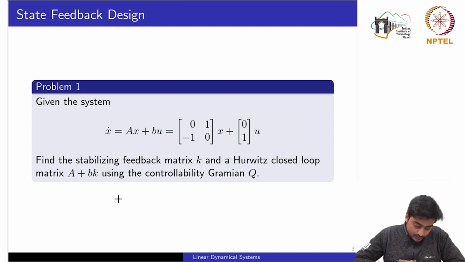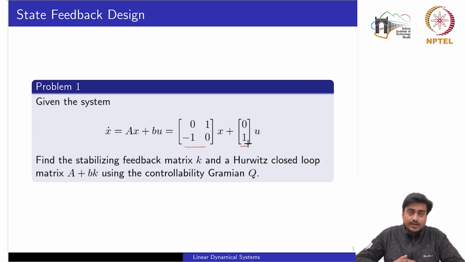In problem 1, we have an LTI system given to us with A, B matrices where u is a single input variable, and we have a 2-dimensional system. We need to find the stabilizing feedback matrix, or the feedback gain vector K, and the Hurwitz closed loop matrix A plus BK using the controllability Gramian Q.